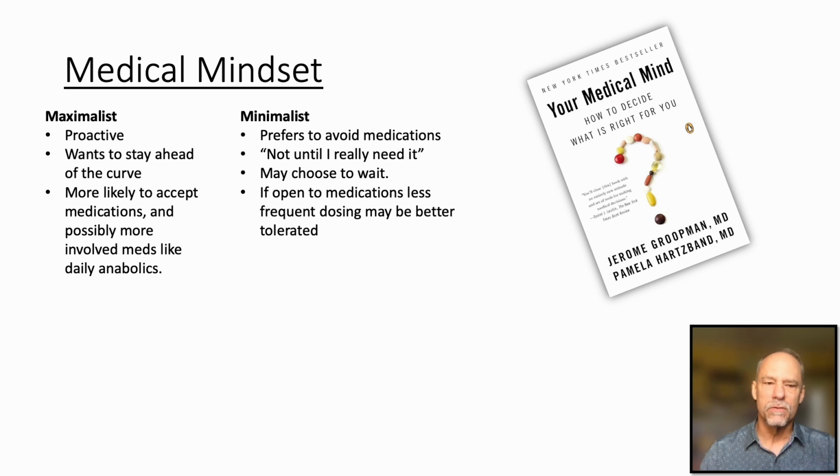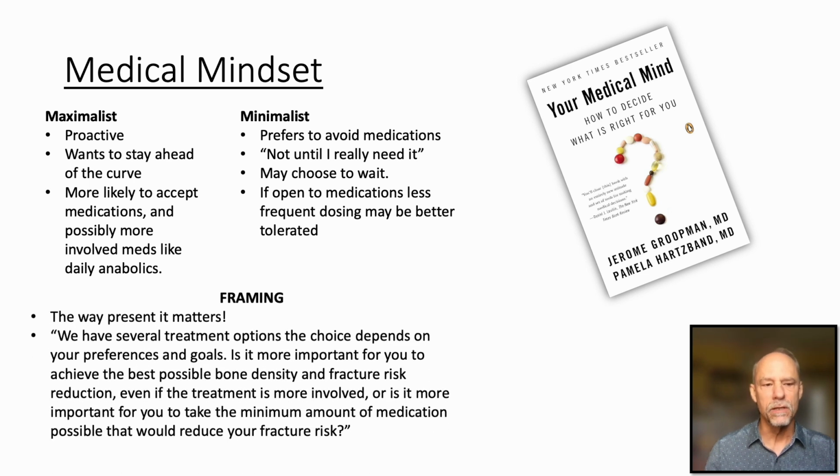Or are they a minimalist? Would they prefer to avoid medications? Do they like things more natural? They may not choose to use it until they really need it, and that may mean a significant fracture in their life. They may choose to wait. But if they're open to medications, they may be open to medications that require less frequency, and that may be better tolerated for them. So maybe the IV yearly zoledronic acid may be a better choice. So we really need to understand where our patients are coming from, what's important to them, what would work for them. So framing it really does matter.